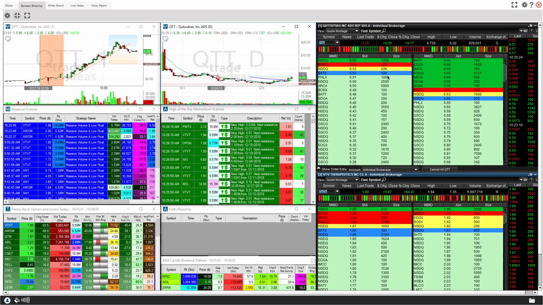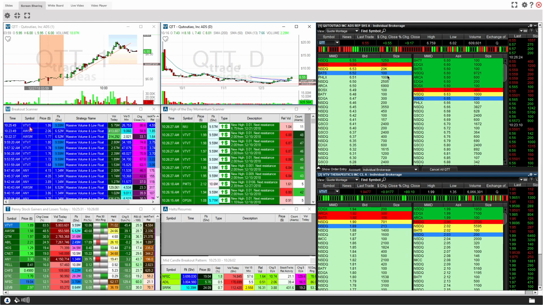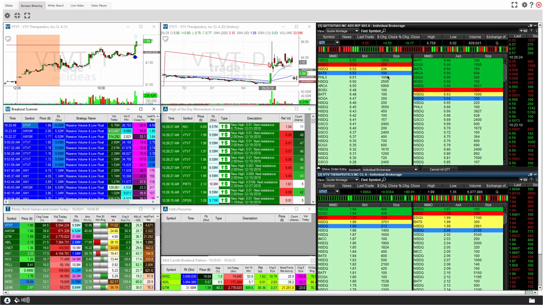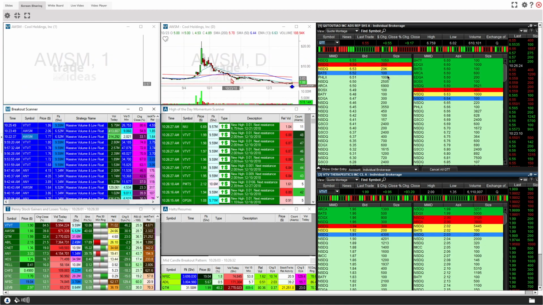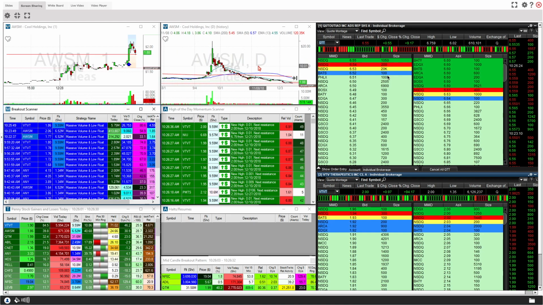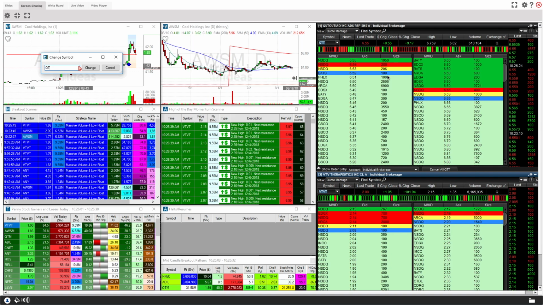What else did I like about this play? I also liked that this is a new IPO stock. This is a newer play. How do I know it's a newer play? Well, if I type in any play, let's say VTVT, I could scroll all the way back through this pattern right here. If I click AWSM, I could scroll back on AWSM.